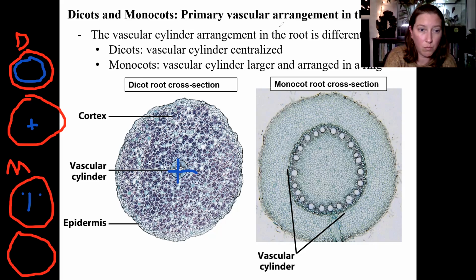Oh, that wasn't supposed to be a face. Not arranged in a ring, all scattered. Monocot stem. Monocot root kind of looks like a ring, right? So this is ways to help you memorize things like this.